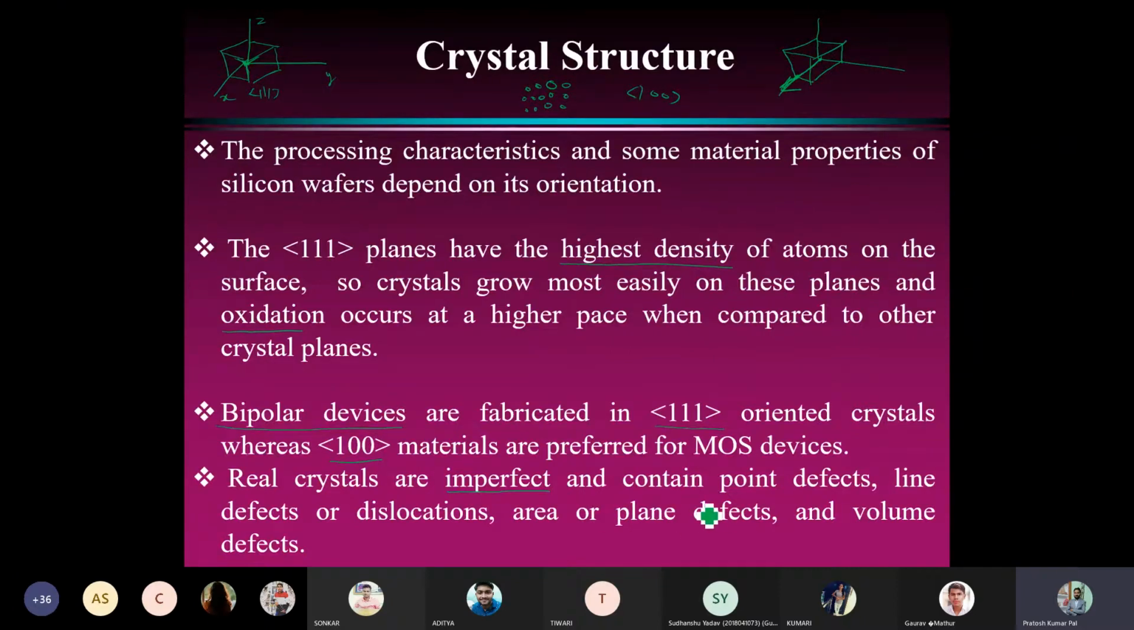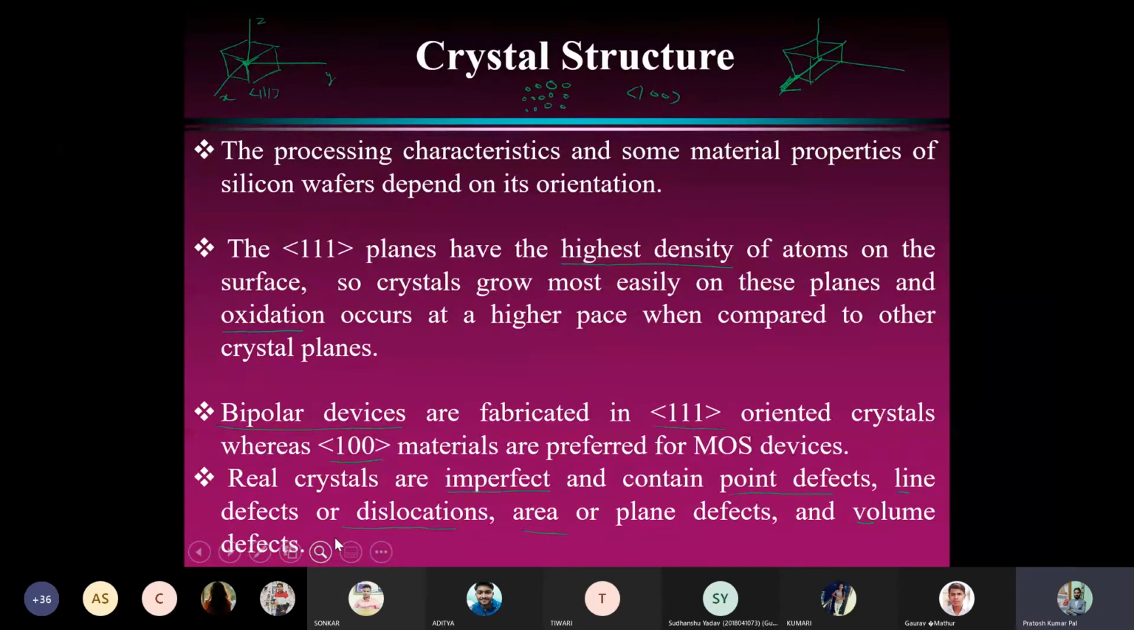Okay, so that imperfection is basically because of point defects or line defects, and these line defects are also called dislocations. Okay, and area and volume defects. So these are the different defects that can occur while obtaining a wafer from polysilicon, polycrystalline silicon, or a polycrystalline crystal of any element. So basically, this process takes different steps, so it will have some imperfections. We will see that later. Okay.